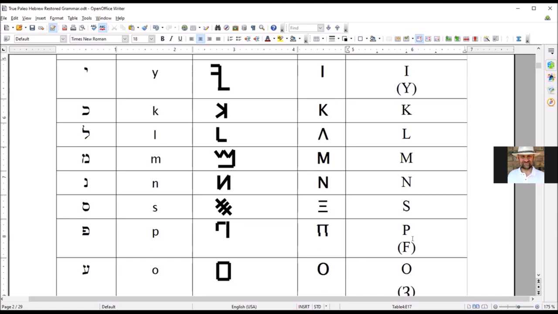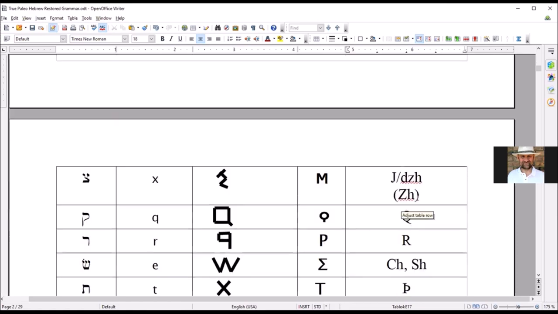I can't think of too many words that start with a pay, but I know there's Penuel, but I'm trying to think of a better word. But anyways, you get the idea.